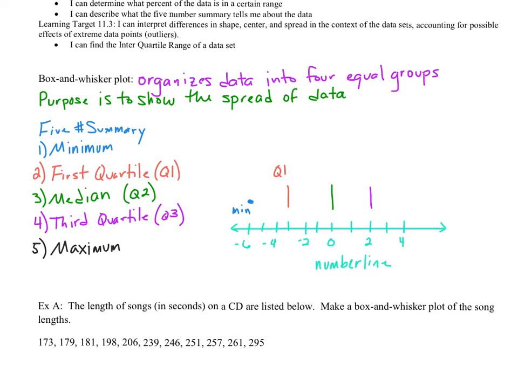And what we do is we draw a box to connect all these. So I'm just going to make it in green for the heck of it. So that's the box in our box and whisker plot. And then I'm going to say our maximum is out here at 4. And so then we have our whiskers. Oh, that kind of missed the mark, didn't it?